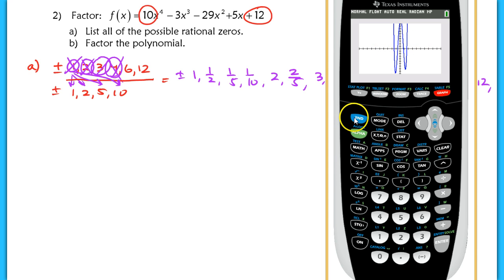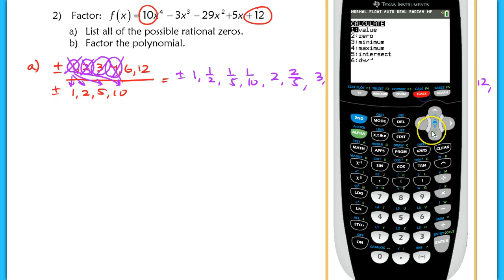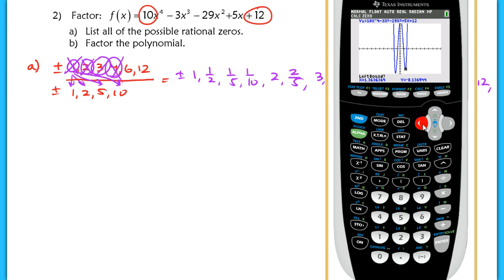Now, when I try to find a 0 of this function, I'm just going to hit second calc down to 2, this 0. And when I start finding the 0 here, I'm going to hit left bound, so I'm trying to find and locate this particular 0 here. So I'm underneath it, I hit enter. Now I'm going to get above it, I hit enter. And when it asks me to guess, I'll hit enter again.